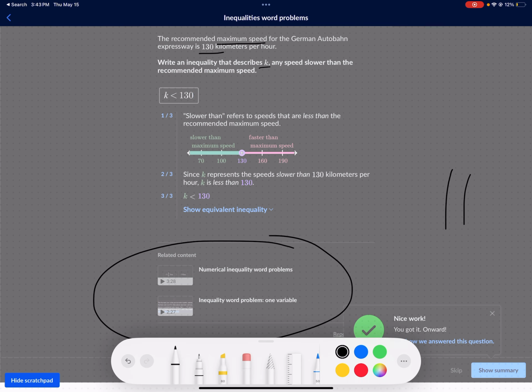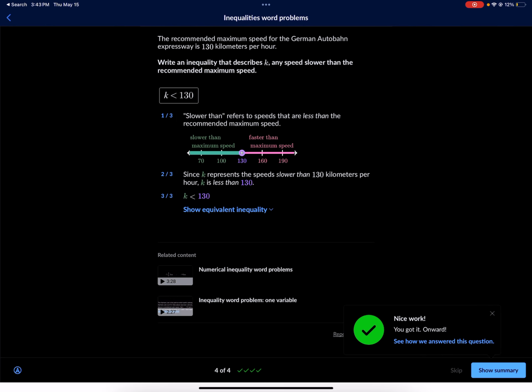And fun fact, the Autobahn doesn't actually have a maximum speed. It's in Germany. But that's just what they recommend.